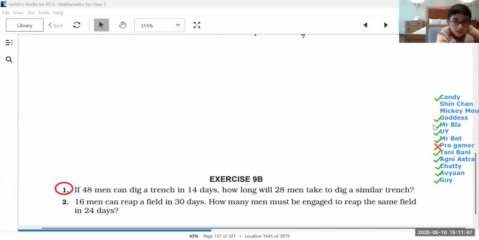Inverse variation is easier. Easy questions are easy. If I give you tough questions of inverse variation, they will be tougher than the direct ones.